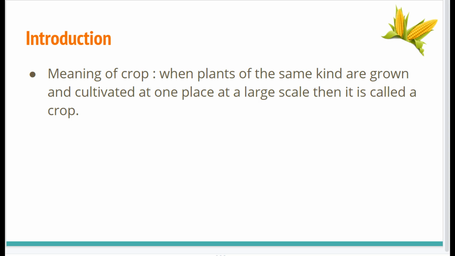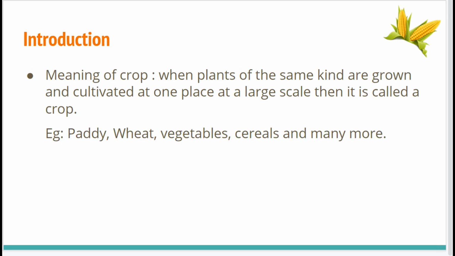So it's very simple. So students, you can understand that when we allow plants of the same kind to grow in a large area so that we can get a huge production from it, it is known as a crop. There are various examples regarding this, that is, you can say paddy is a type of crop, then wheat, different types of vegetables, then cereals, then the pulses and many more.